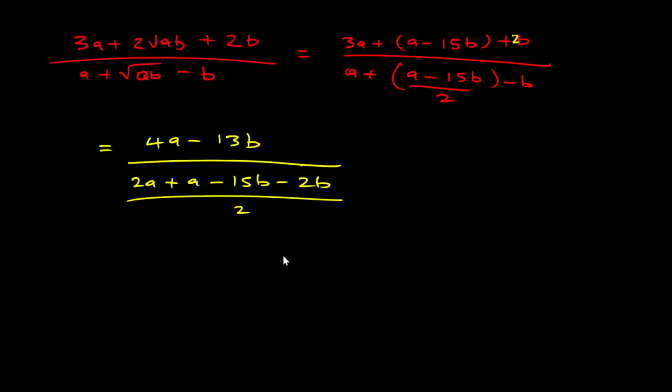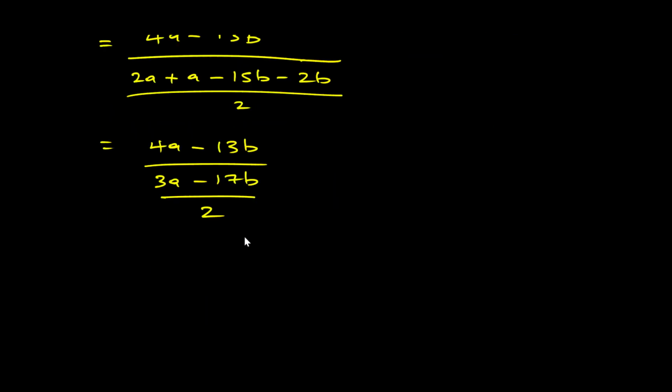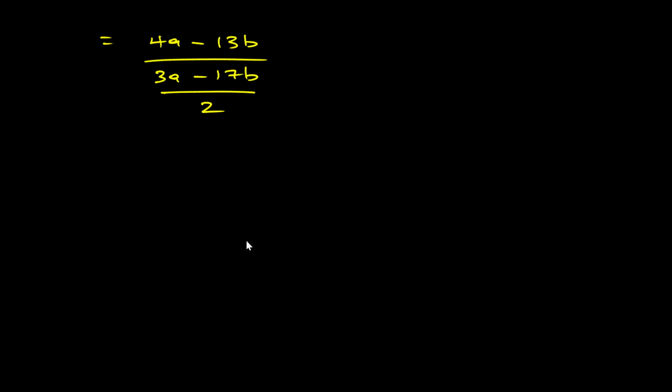And once again, we have a fraction in the denominator. Well, let's simplify. This would be left with 4a. I'm going to simplify first, and then carry out the operation. And this would be 3a minus 17b over 2. So the numerator would be multiplied by the 2 in this instance. And this would be 8a minus 26b over 3a minus 17b.